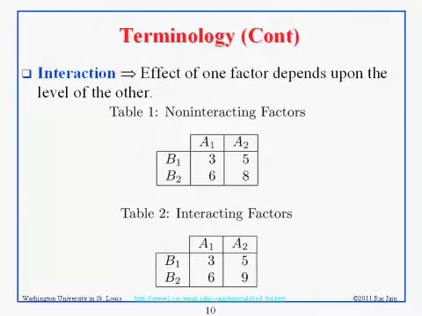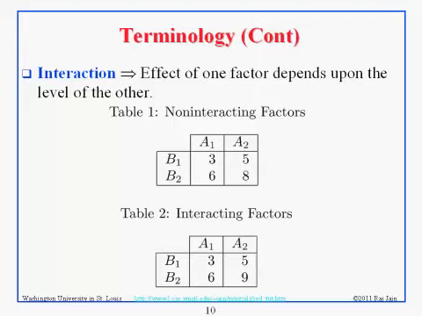So let's just see one more graphical interaction. Here's an example. We have 2 factors, A and B. When A is at level 1, the performance is 3. When A is at level 2, the performance is 5 if the factor B is at level 1. On the other hand, if B is at level 2 with A1, the performance is 6. And with A2, the performance is 8. Simple experiments, 2 by 2.